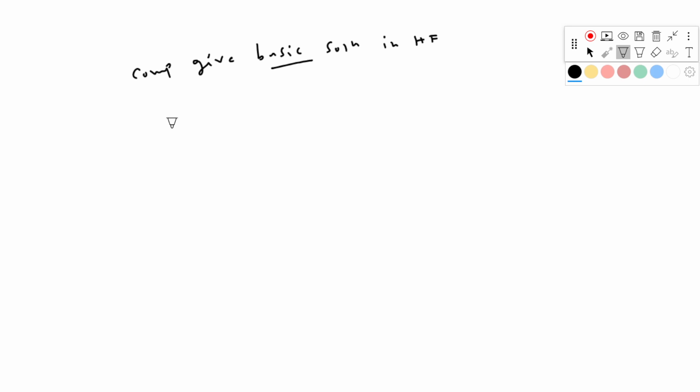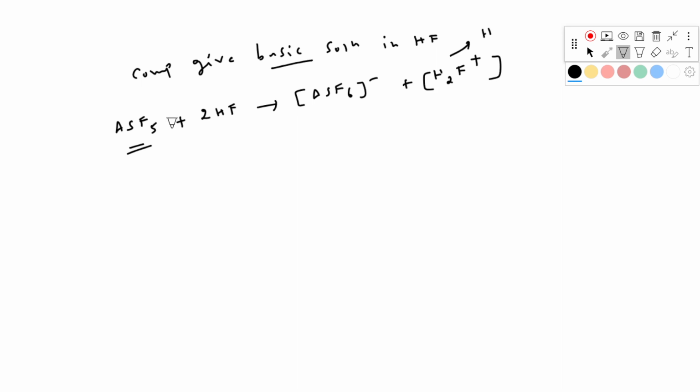First option, AsF5 plus 2 moles of HF. In this reaction, AsF5 always acts as an acid, so it will take electrons from here. F minus is taken, so the product is AsF6 minus and H2F plus. H2F plus is a very stable compound because it will form hydrogen bonding with another HF. So this H2F plus is very stable, and this will act as a Lewis acid. So this will not give a basic solution.